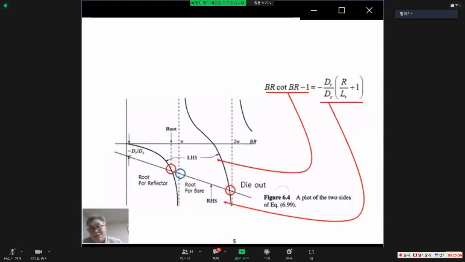Anyway, this kind of equation we call a transcendental equation. As to the transcendental equation, we cannot solve it algebraically. So we have to solve it by graphical means, or we can solve it by computer. But when we don't have a computer, we have to solve it by plotting a graph.